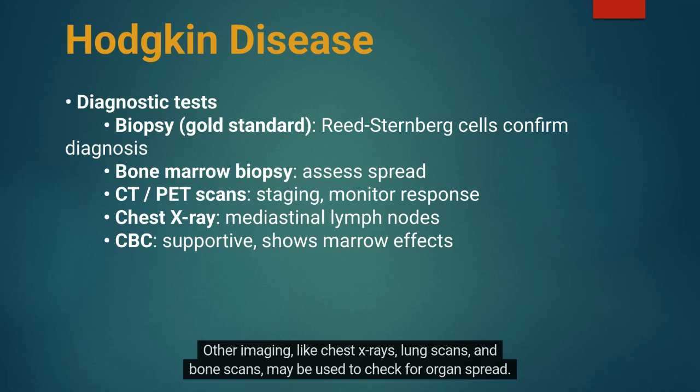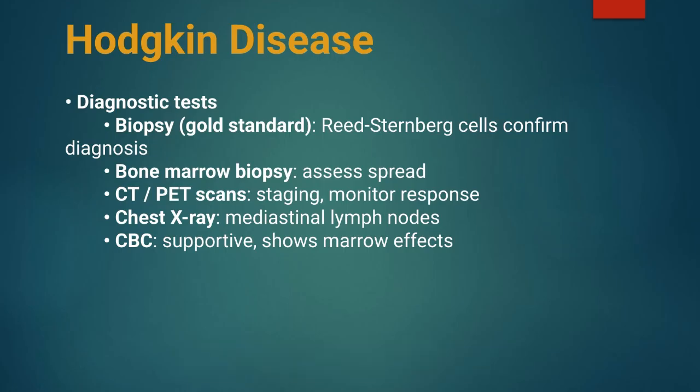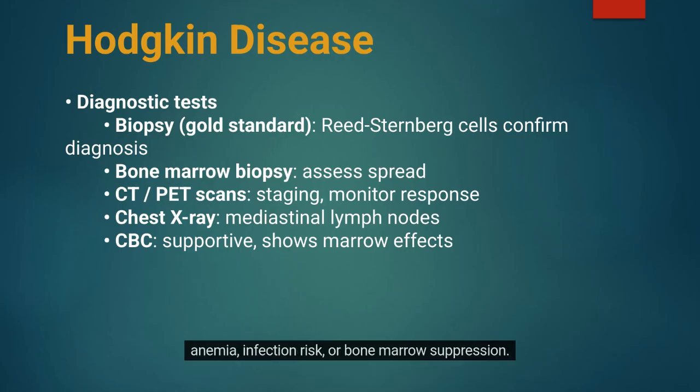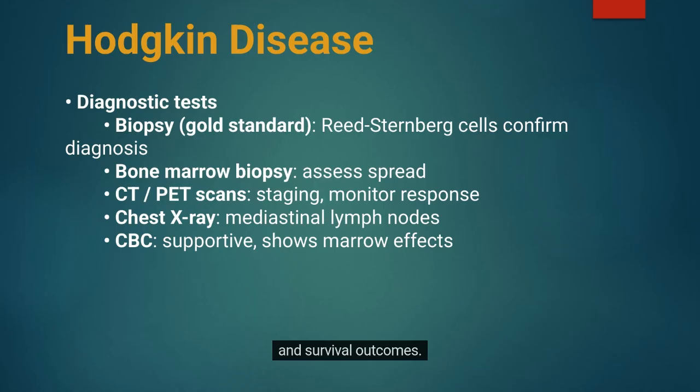Other imaging, like chest x-rays, lung scans, and bone scans, may be used to check for organ spread. While these are less common now due to PET-CT, they still demonstrate how staging was traditionally done. Blood tests like the CBC don't diagnose Hodgkin lymphoma, but can reveal secondary effects such as anemia, infection risk, or bone marrow suppression. Overall, accurate diagnosis and staging are crucial because they determine treatment planning, prognosis, and survival outcomes.